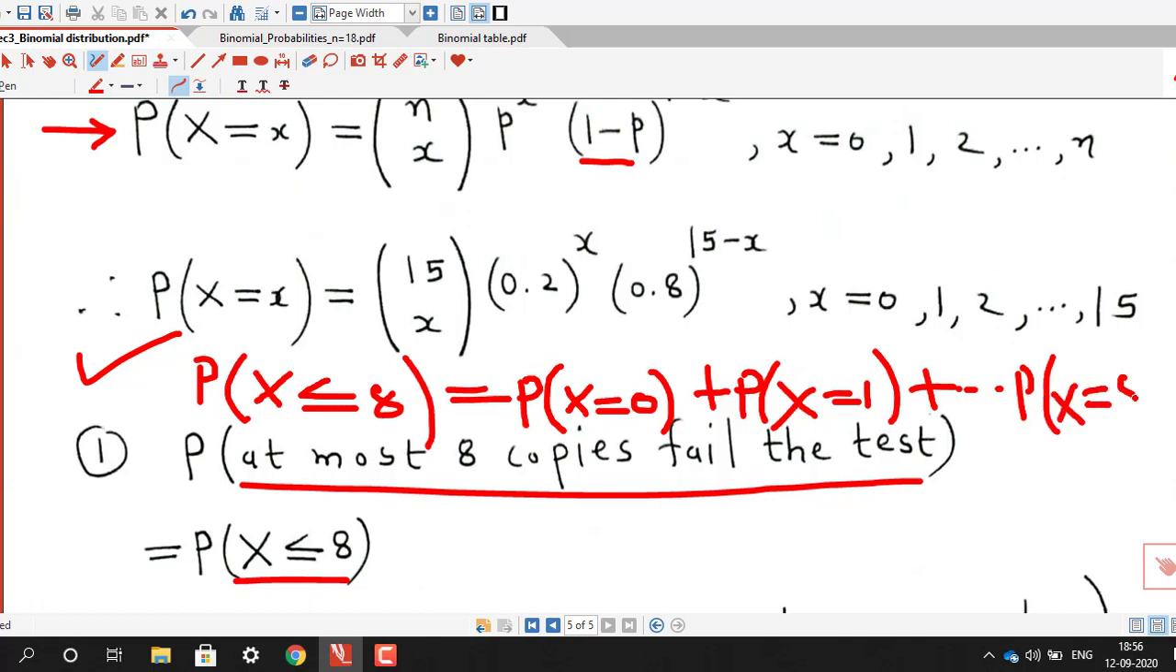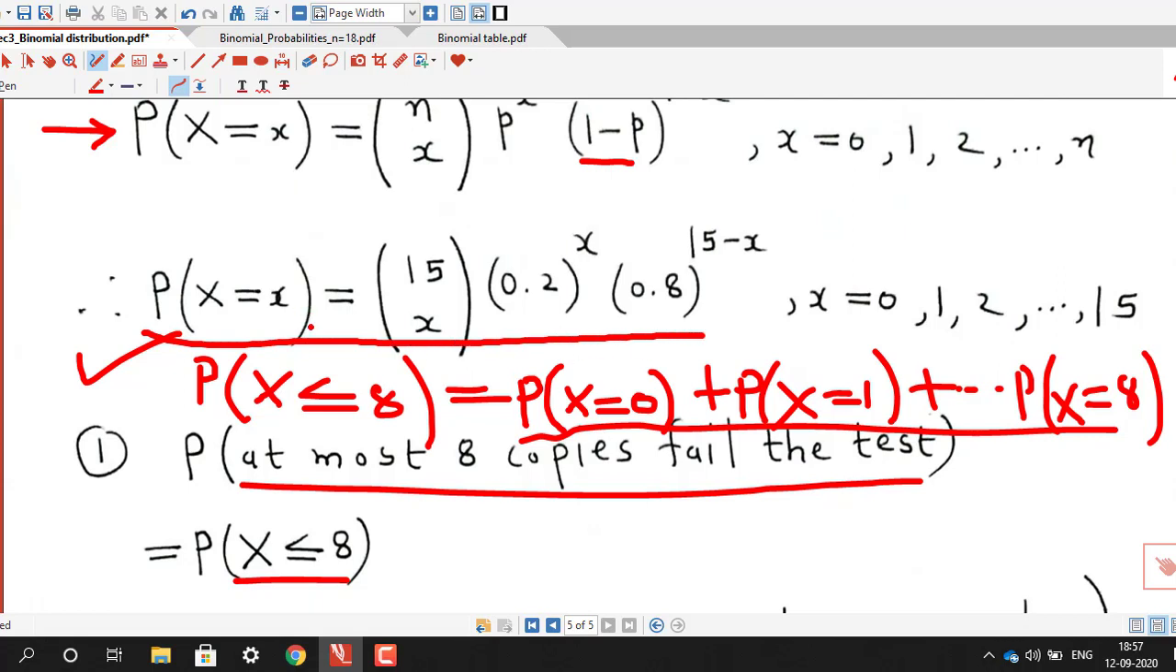So we have to calculate total 1 to 8 and this one is 0. So there are total 9 probabilities we have to calculate if we are going by this formula. We have to use this formula for x equal to 0, x equal to 1 up to x equal to 8. Another way is using binomial table. So if we use binomial table for this, then it will be very easy. It will save our time.